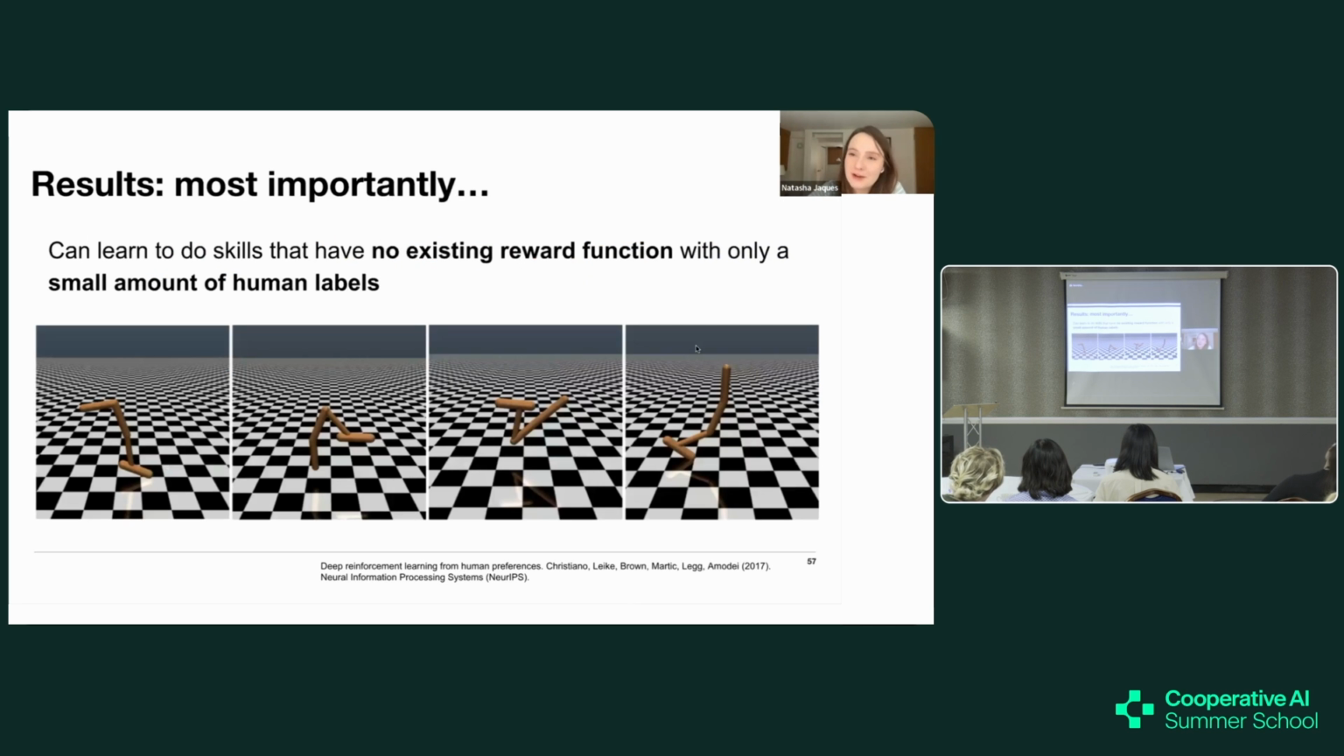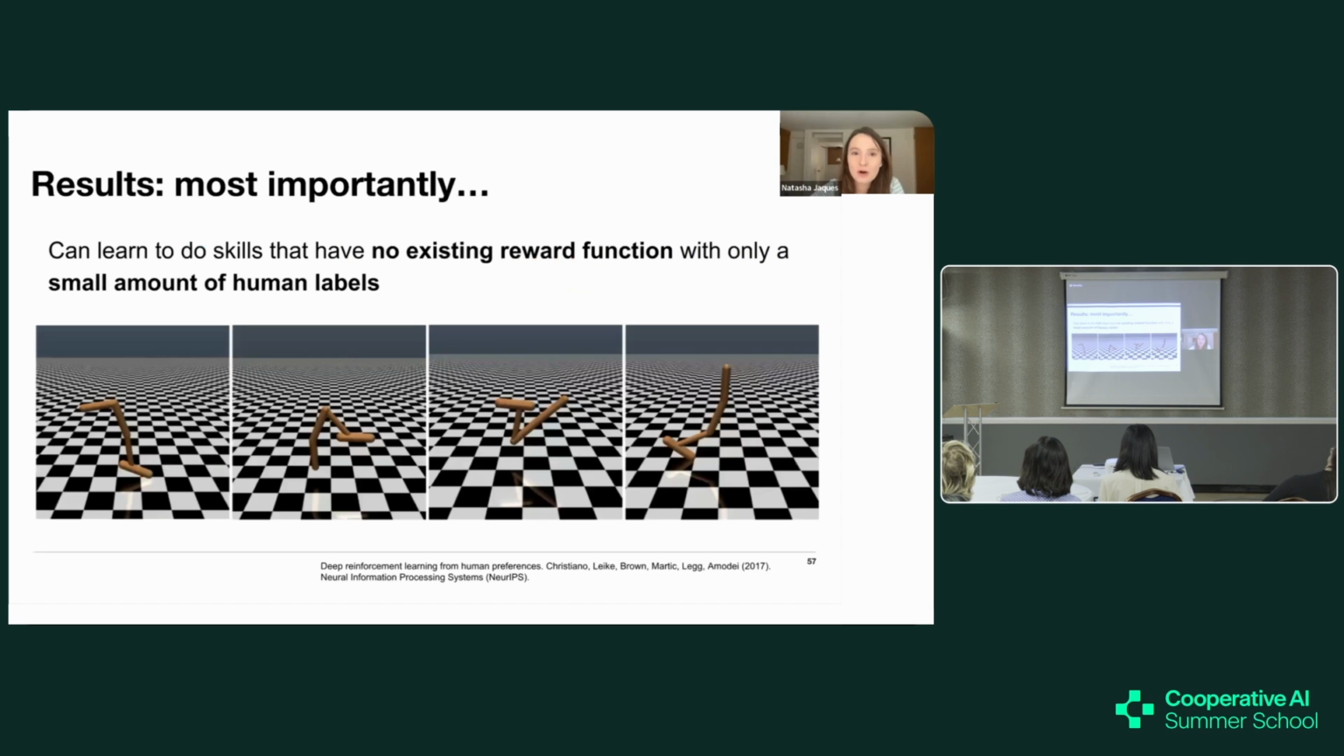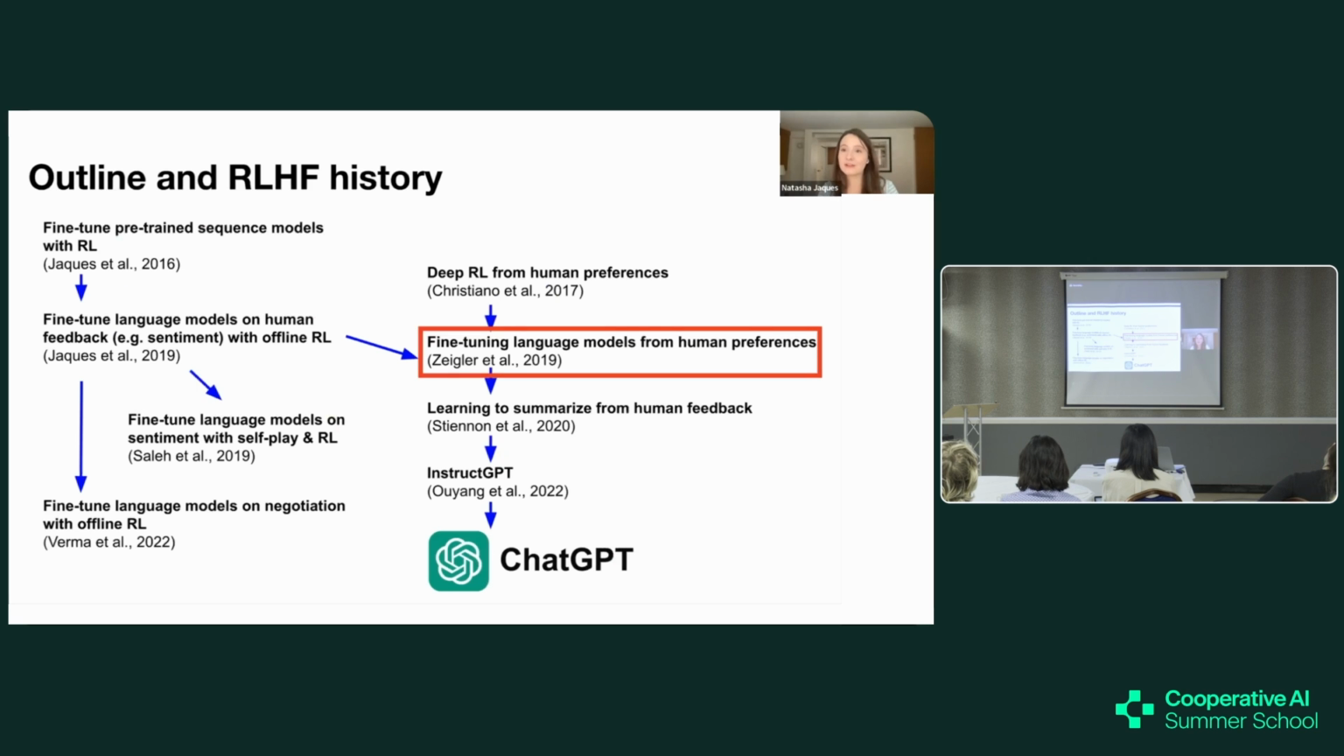But the most important thing here is not that you can reshape an existing Atari reward with human data. You can learn Atari with human data when you actually have the real reward function. Of course, the thing you want to do is learn something that you don't have a reward function for with only a small amount of human labels. So they show that, for example, you can train this hopper in MuJoCo to do a backflip with only a small amount of human labels. So that's pretty fun.